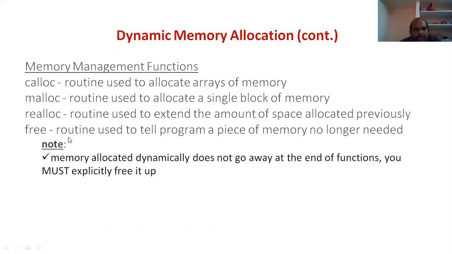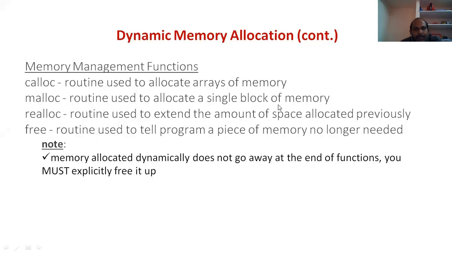So similar to malloc, these are all the different functions that can be used. With malloc, only a single block of memory can be allocated, whereas calloc can be used for arrays of memory. And realloc: in malloc, if you want to just change the size, realloc can be used to extend the amount of space that has already been reserved.